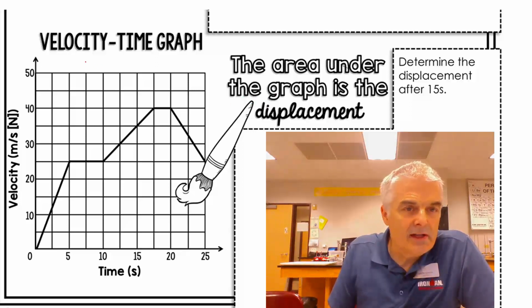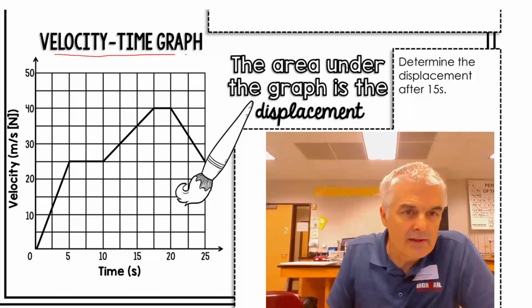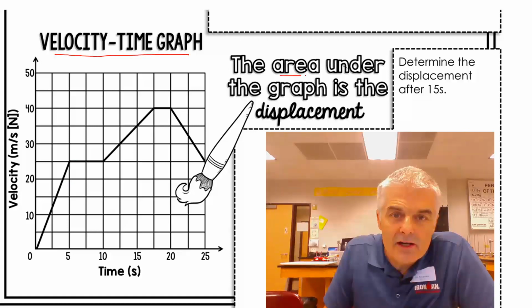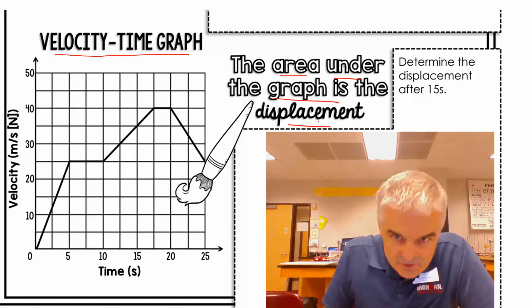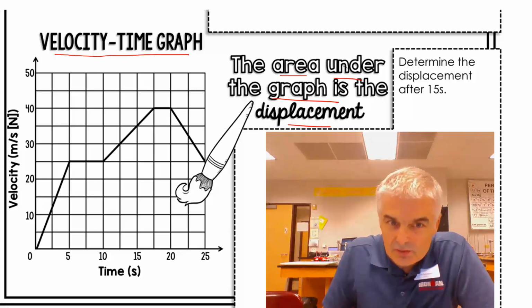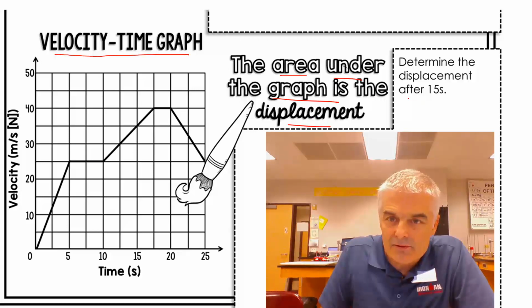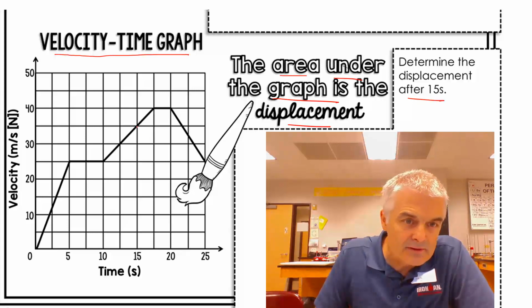So here's something really intriguing. When you are looking at a velocity time graph, and we'll learn more later about the mathematics of this, in a velocity time graph, the area under the graph is the displacement, the distance from the origin. Isn't that cool and interesting? So let's see if we can figure out what that would be after 15 seconds. So if we jump to 15 seconds, essentially what I want to do is find the area underneath this shape, right? This sort of weird looking shape.